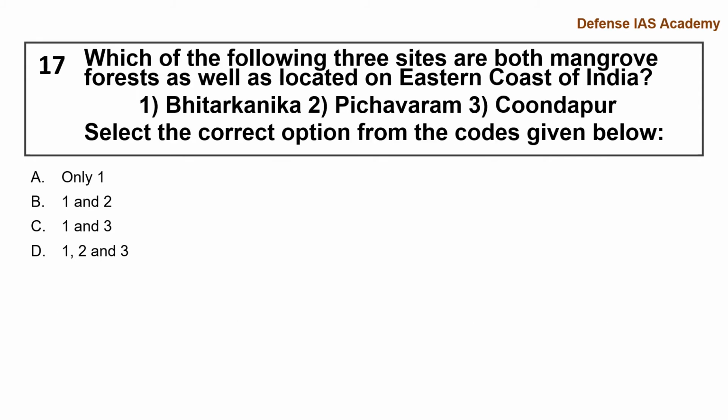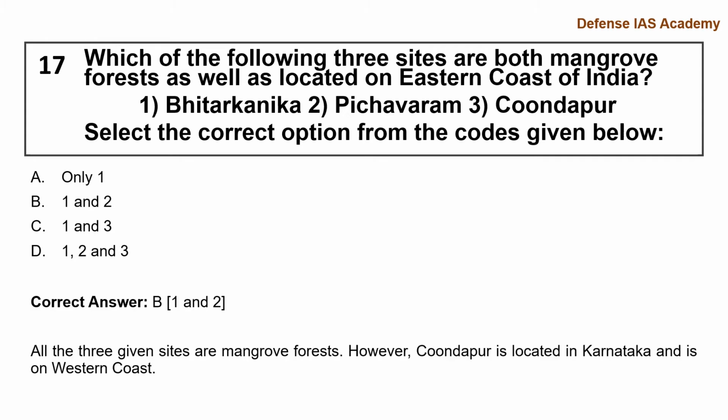Question 17. Which of the following three sites are both mangrove forest as well as located on the eastern coast of India? 1. Bhitarkanika, 2. Pichavaram, 3. Kundapur. Select the correct option from the codes given below. The correct answer is option B, 1 and 2. All the three given sites are mangrove forest. However, Kundapur is located in Karnataka and is on the western coast.